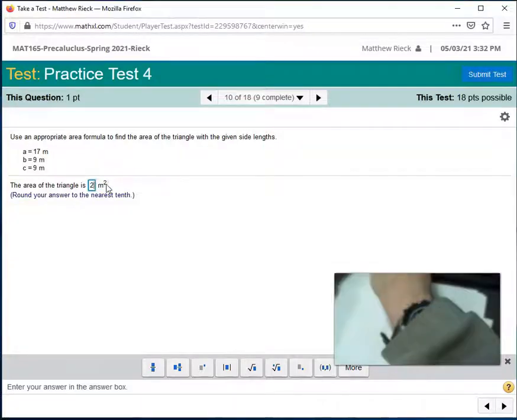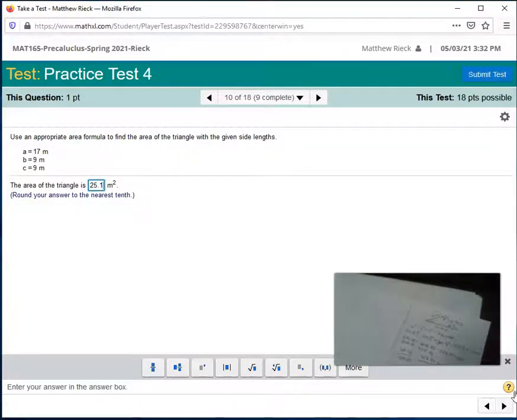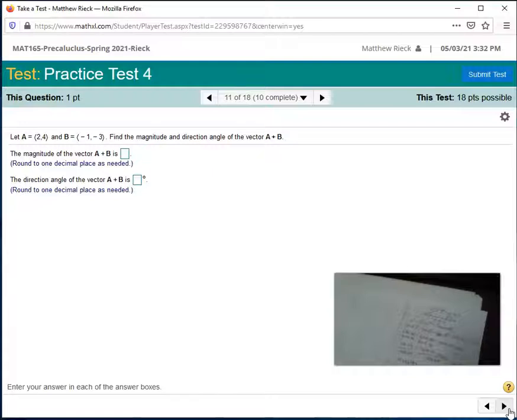That's the nearest tenth, so that would be 25.1. All right.